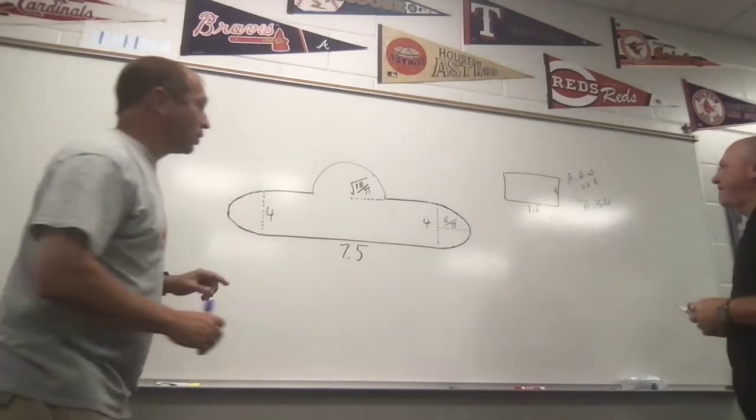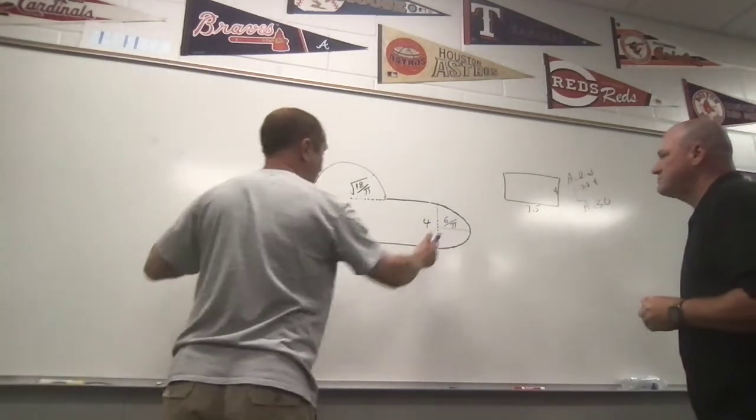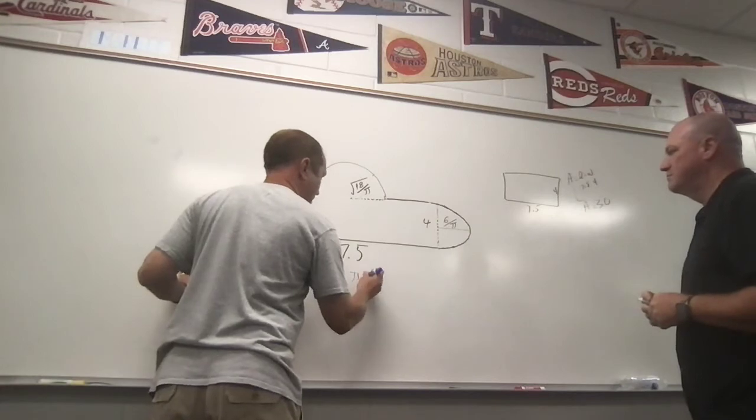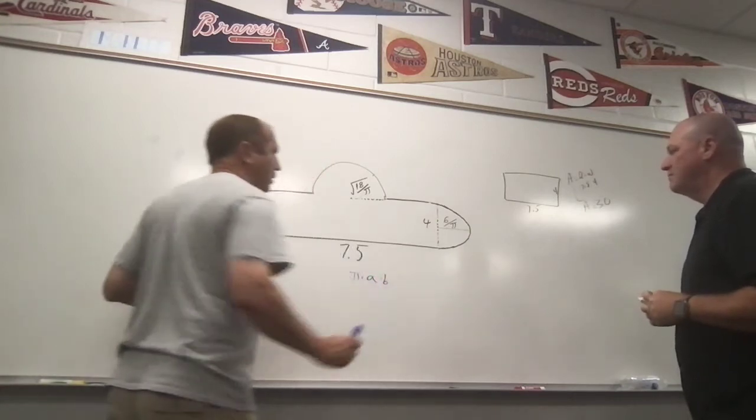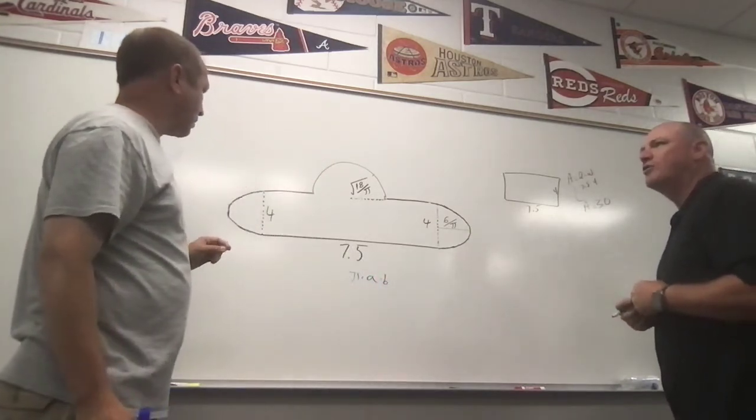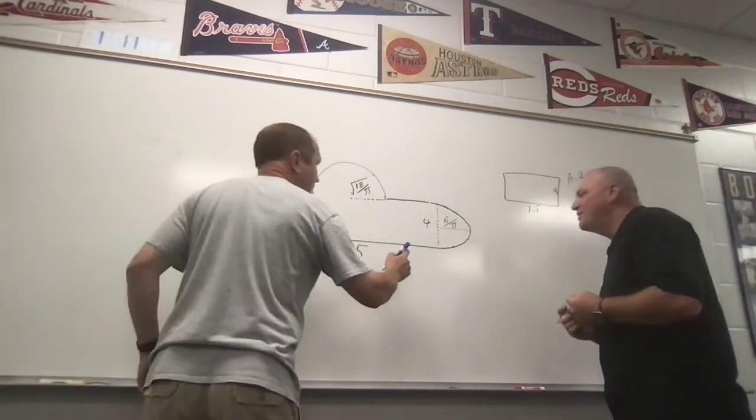Okay, and looking at the ellipse here, the area of an ellipse is pi times AB. You knew that off the top of your head? I did. Are you an alien? Might be part alien.